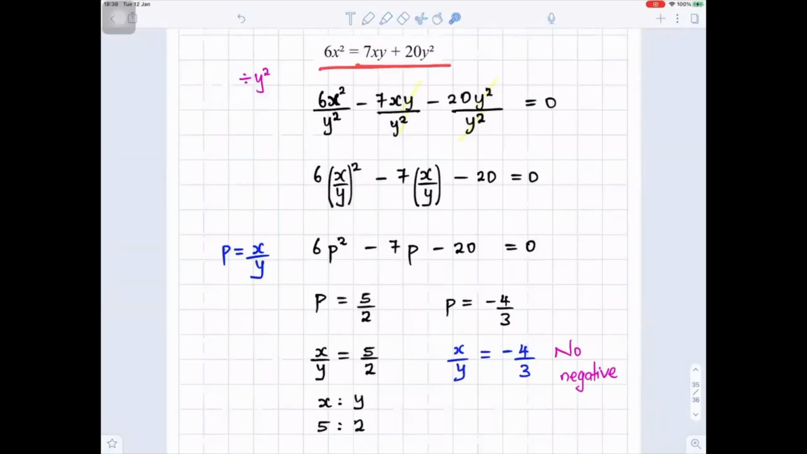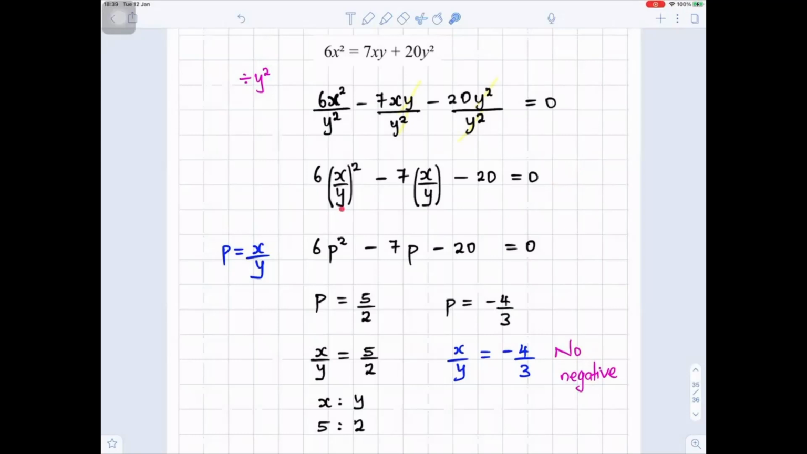Another way to look at this is you can divide all of them by y squared. So 6x squared divided by y squared, 7xy divided by y squared, minus 20y squared divided by y squared equals 0. So you take 7xy to the left, this to the left, and divide. After that, you divide by y squared. So 6x squared over y squared, you can write it as x over y all squared times 6. 1y will cancel 1y there. You have 7x over y. And the y squared would cancel there. You got minus 20 is equal to 0.